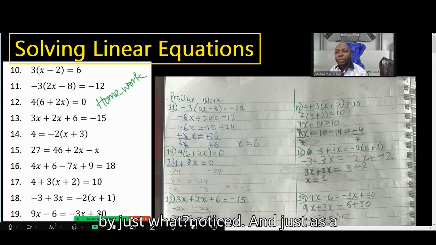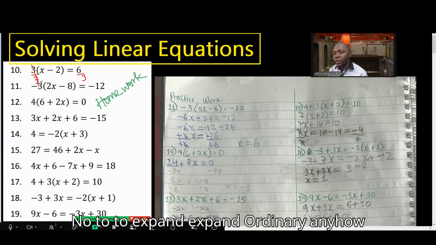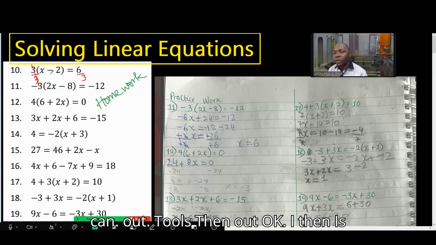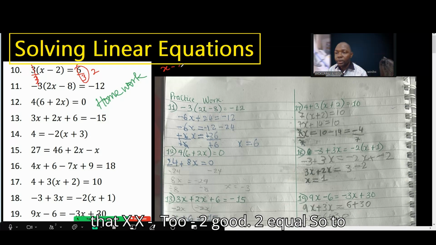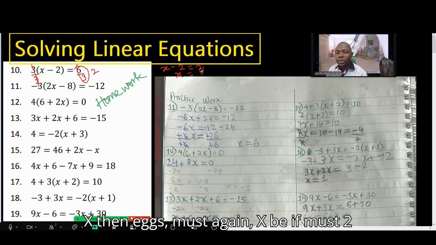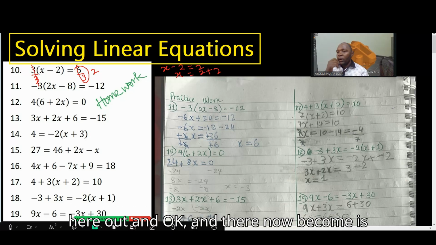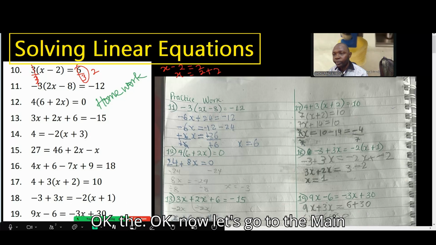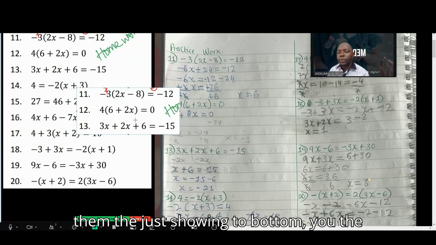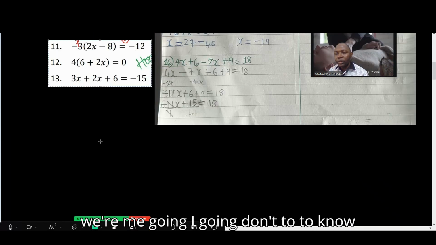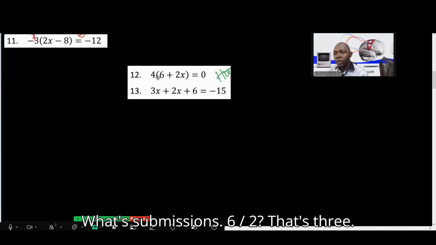And just as a reminder, what I did was to divide by 3 or to expand anyhow. So 3 cancels out, then I have this one to be equal to 2, where I can say that x minus 2 equals 2, then x must be 2 plus 2 because this negative 2 has to go out and become positive 2. Okay, now let's go to the main questions. I'm just going to copy 3 of them to the bottom. Then once I solve it, we're going to check if they're in tandem with your submissions.